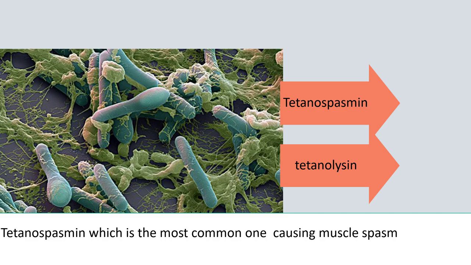The names are quite easy to remember because they begin with the word tetano. And even the organism's name is so easy to remember. You know that Clostridium is an anaerobic organism, and the species is tetani itself, causing tetanus, right? So tetanospasmin and tetanolysin.